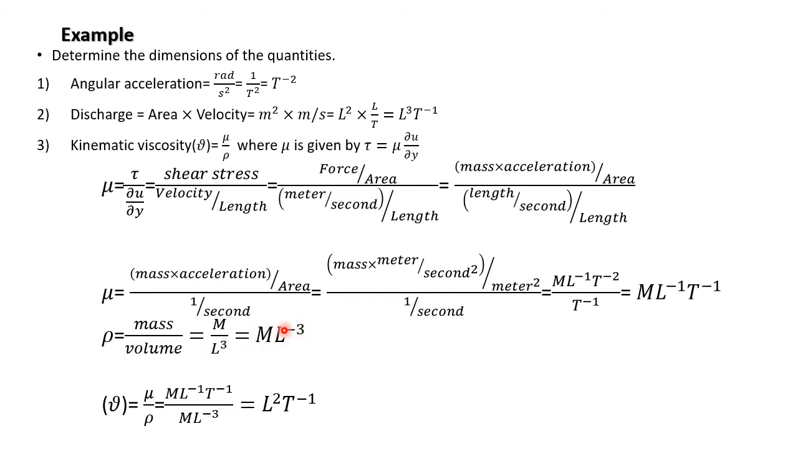So now kinematic viscosity is equal to dynamic viscosity by density. So the dimension of dynamic viscosity is m L to the power minus 1 t to the power minus 1, divided by the dimension of density, which is m L to the power minus 3. So m and m get cancelled, and this L to the power minus 3 we take to the numerator. So here I have L to the power minus 1 into L cube. I'll get L to the power 2 into t to the power minus 1. This L square t to the power minus 1 is the dimension for the kinematic viscosity.